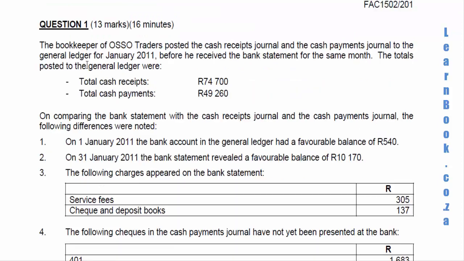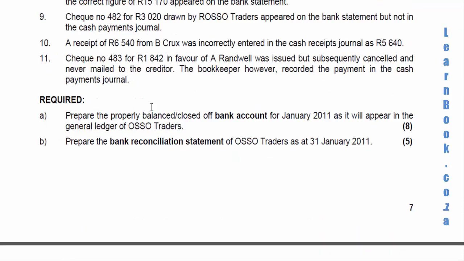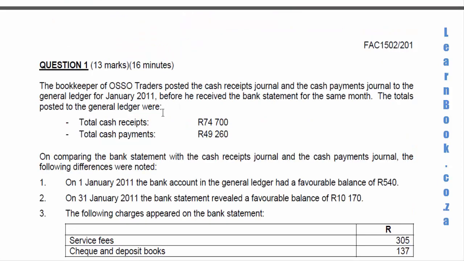Question 1, here we can read the following. What is required is A, prepare the proper balance closed of bank account for January 2011 as it will appear in the general ledger of OSO Traders. B, prepare the bank reconciliation statement of OSO Traders as at the 31st January 2011. Let's look at question number 1.